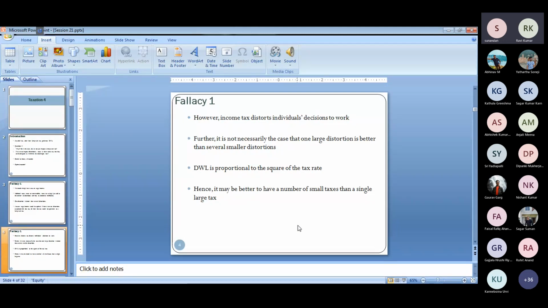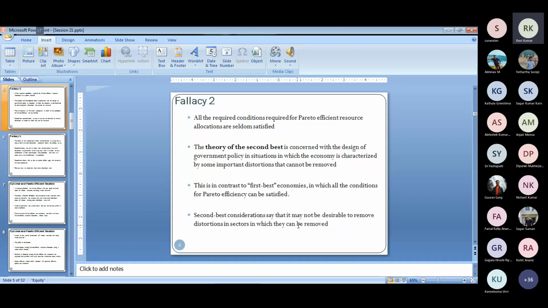So you start with the argument that one distortion is better than a number of distortions. But when you logically reason, you find the opposite actually is true. That it is better to have a number of small taxes vis-a-vis one single large tax. Now, again, that is debatable, because then you need to exactly calculate all the pre-equilibrium price, quantity, wage, income, everything, pre-tax and post-tax. And then we have to compare the total deadweight loss with a set of small taxes vis-a-vis a large tax. So it's again open to debate. Fallacy number two.